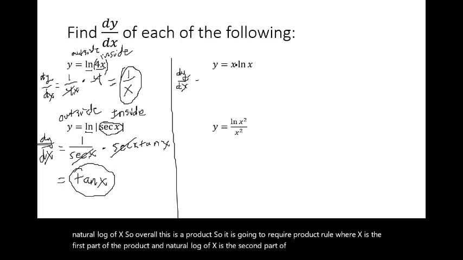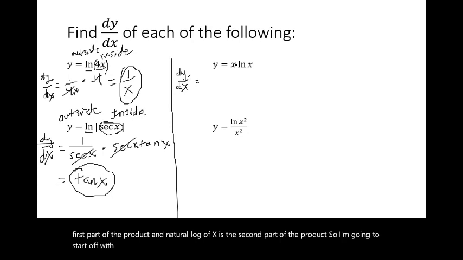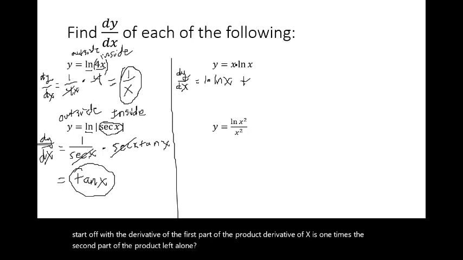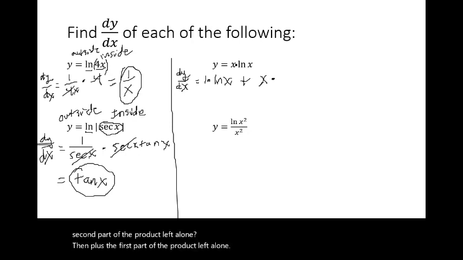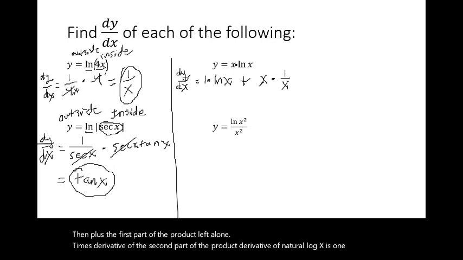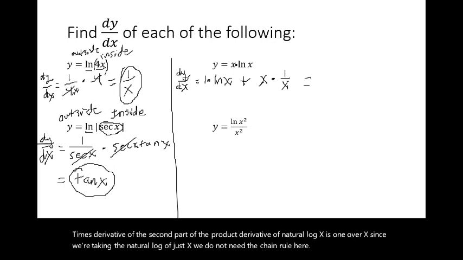So I'm going to start off with the derivative of the first part of the product. Derivative of x is 1 times the second part of the product left alone. Then plus the first part of the product left alone times derivative of the second part of the product. Derivative of natural log x is 1 over x. Since we're taking the natural log of just x, we do not need the chain rule here. So then after a little bit of simplifying, this simplifies down to the natural log of x plus 1.